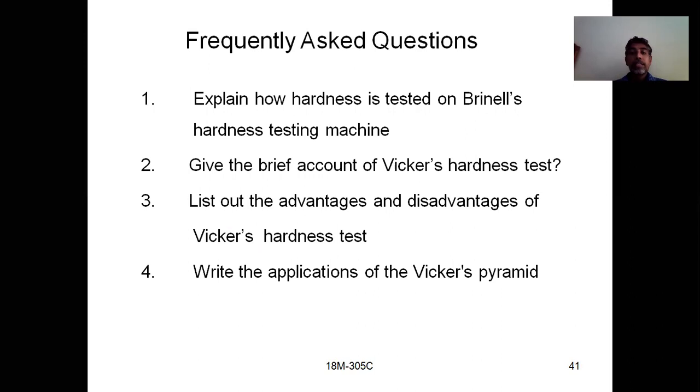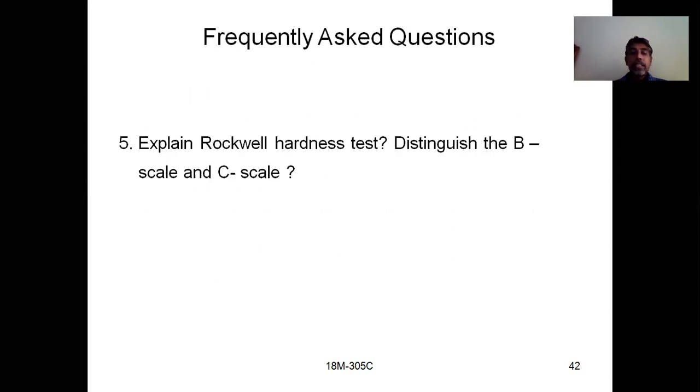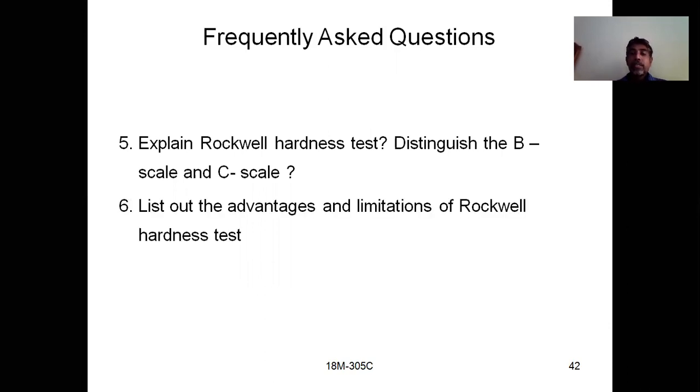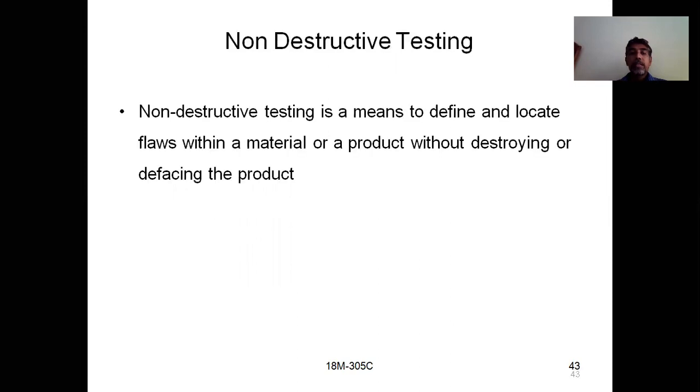Explain how hardness is tested in a Brinell hardness testing machine. So the testing procedure of Brinell hardness testing, and a brief account of Vickers hardness testing. List out the advantages and disadvantages of Vickers hardness testing. Applications of the Vickers pyramid, and explain the Rockwell hardness test and distinguish between B scale and C scale. So what is the Rockwell hardness test and what is the difference between B scale and C scale, and list out the advantages and limitations of Rockwell hardness.